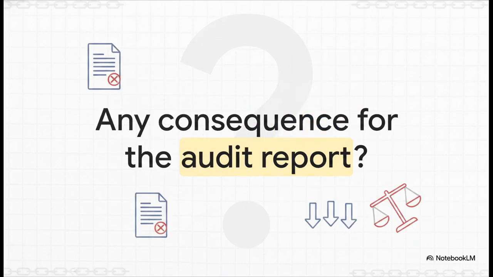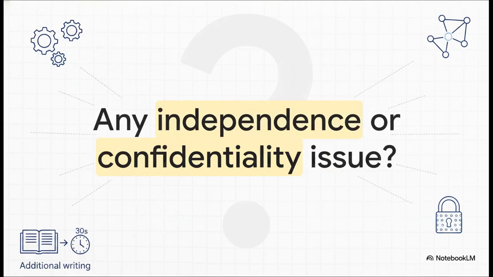Next up, you need to ask, is there a consequence for the audit report that the question has not asked about directly? This prompts you to consider those unstated reporting implications. They are so incredibly easy to overlook if you aren't actively hunting for them. And the final question to uncover those buried dimensions is this. Is there an independence or confidentiality issue sitting right behind what looks like a purely technical problem?